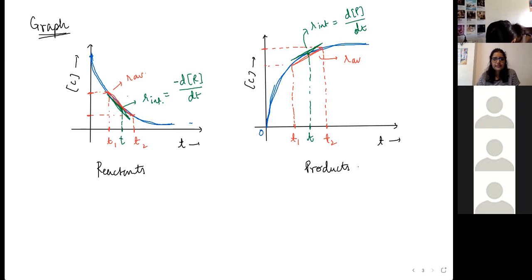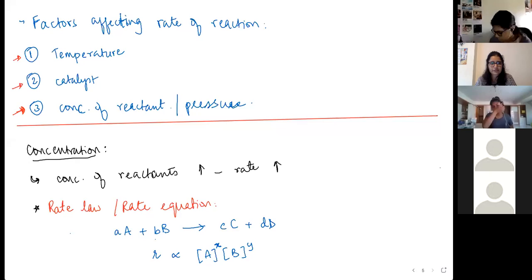Let me know when you guys have noted this. Amazon, please don't write below R is directly proportional to A raised to X and B raised to Y because I can't see it. I'll write it on the side now, not going to that.